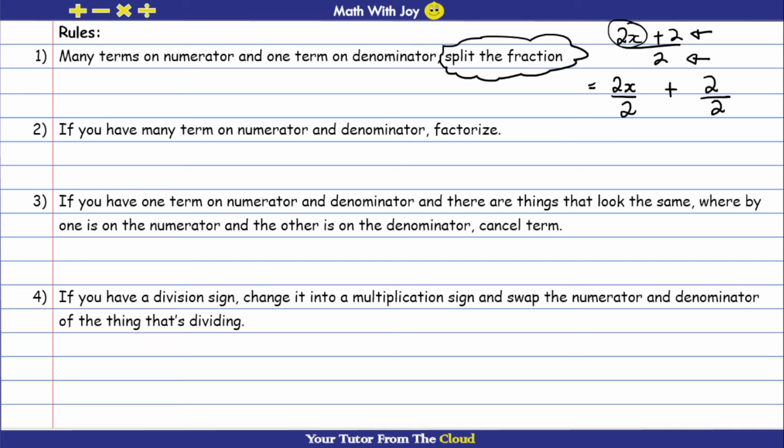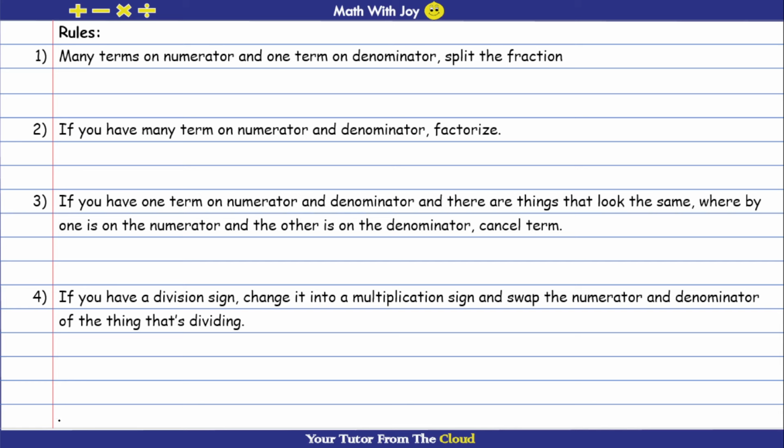Number two, if you have many terms on the numerator and the denominator, what you have to do is factorize. So let's look at that one. If I have something like, let's say, 4x plus x, and at the bottom I have x squared plus x, so I have many terms, what I look for is to factorize. I factorize the top part by taking out a common factor, which we have already studied. We know how to take out a common factor for both, and that's what you want to do.